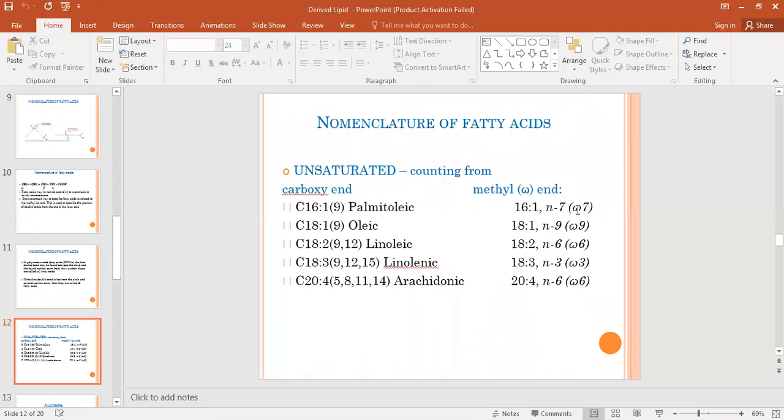So this omega-7, omega-9, omega-6, omega-3 shows the presence of the first double bond from the methyl end. Are you getting this? What is meant by omega-3? Omega-3 means that the first double bond from the methyl end is present at carbon number 3.